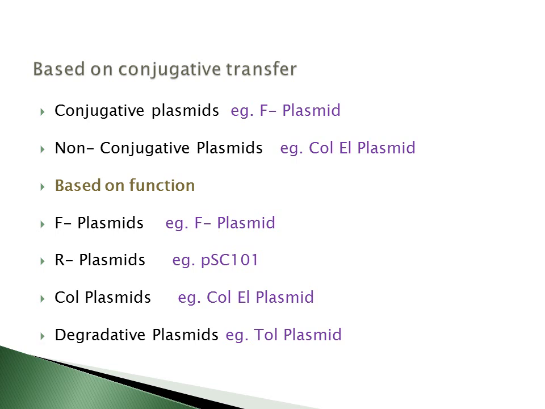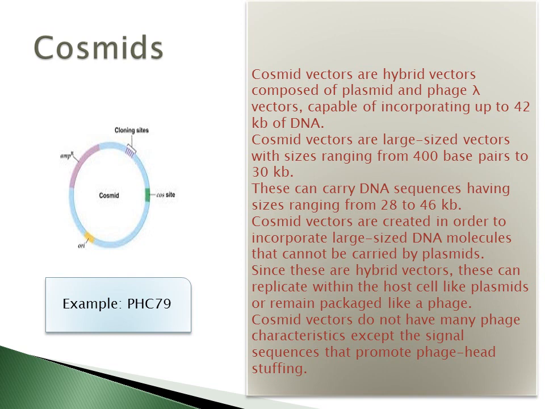Next, coming to cosmid. Cosmids are hybrid vectors composed of plasmid and phage vector. So a combination of phage and plasmid is called a cosmid, which is capable of incorporating 42 kilobase pairs of DNA. Cosmid is an artificial plasmid containing cos sites of lambda DNA. It is formed by joining ends of linearized plasmid DNA with the cos sites. It is an artificially derived vector.